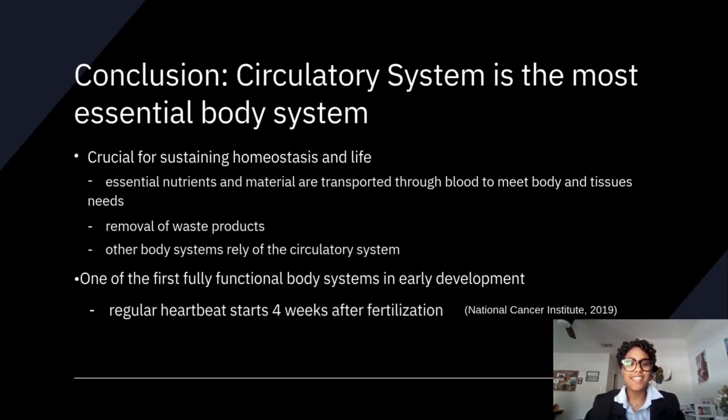To conclude this presentation, the circulatory system is the most essential body system. It is crucial for sustaining homeostasis in life. Essential nutrients and materials are transported throughout the body to meet body tissues' needs. It assists in the removal of waste products from the blood and from the body. Other body systems rely on the circulatory system. It is also one of the first fully functional body systems in early development, and a regular heartbeat starts 4 weeks after fertilization.